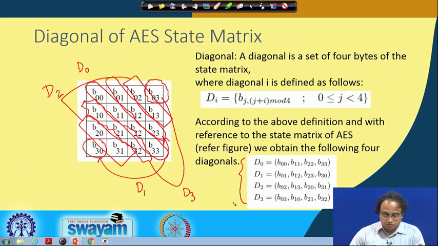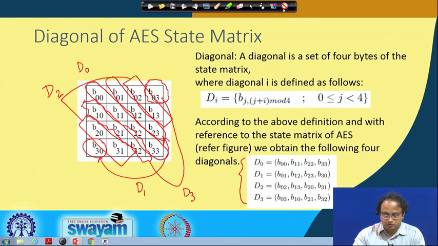Now we will define a fault attack on AES based on these definitions of diagonals. Till now we have been talking about a fault model where the fault was in a random byte, but now we will extend that fault model into what are called diagonal fault models, using these 4 diagonals in the AES state matrix. Let us see how this works.